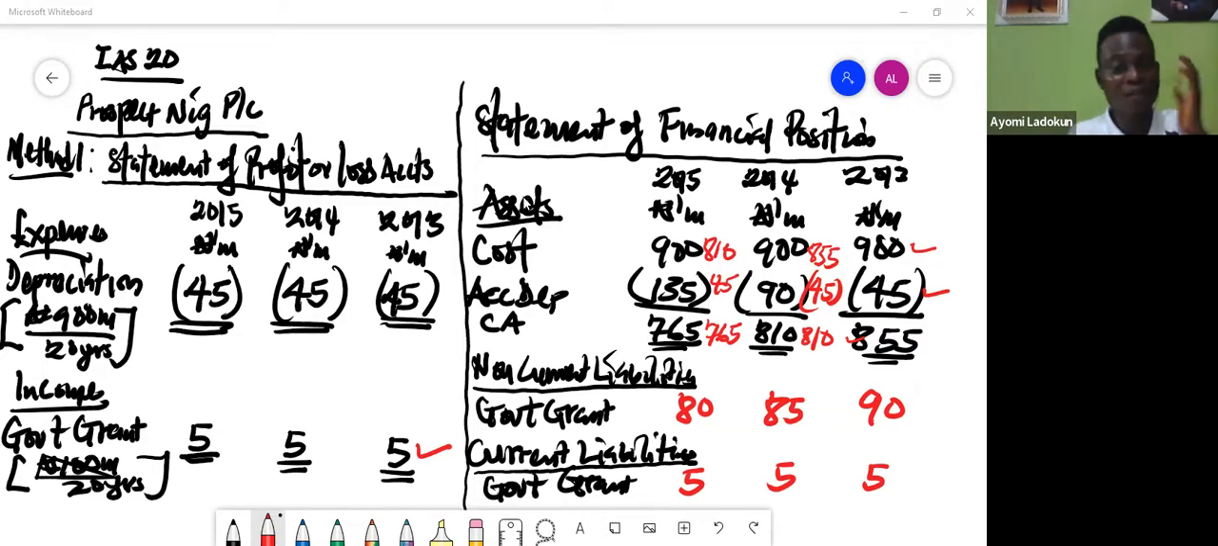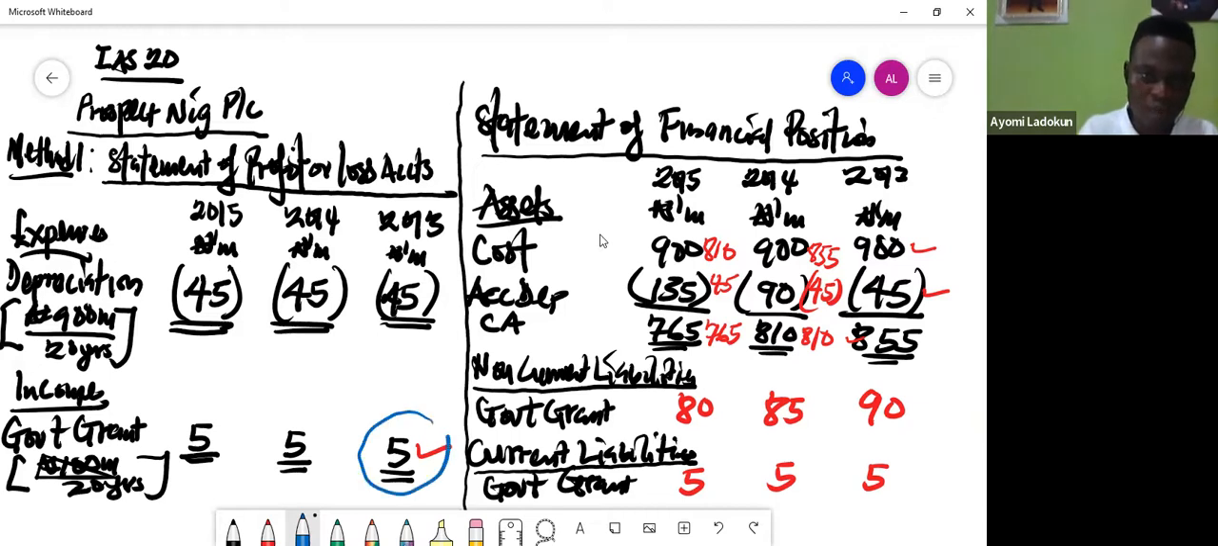You know, we said we have 100. The grant is 100. Okay. So let me demonstrate that again. If the grant is 100 in 2013, at the end of 2013, I have recognized 5. Okay, did you see that? I have recognized 5 already. I have 95 left. Then I will recognize 5 by the end of next year, which is 2014.